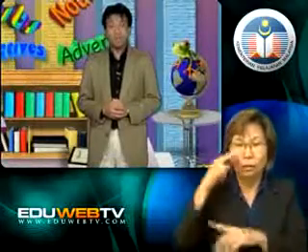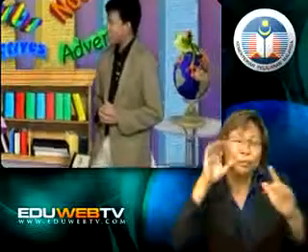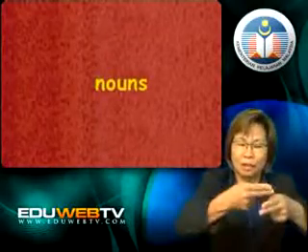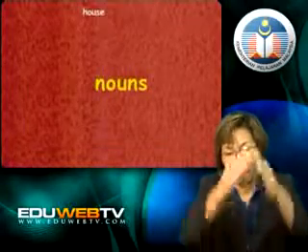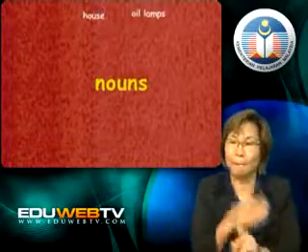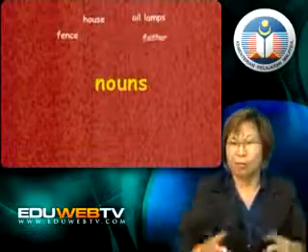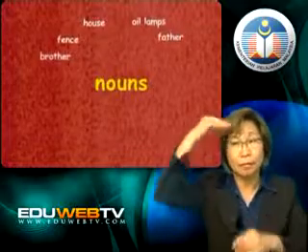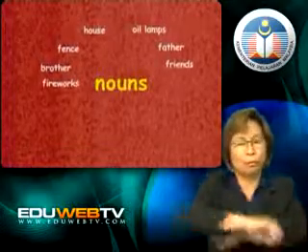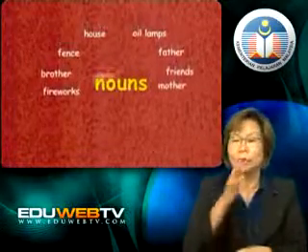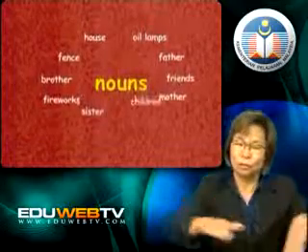So, let's look at the picture again. Can you list down the nouns related to the picture? Nouns are naming words. So I can list down house, oil lamps, fence, father, brother, friends, fireworks, mother, sister, children. Good. I can see that you have understood what nouns are, Siti.